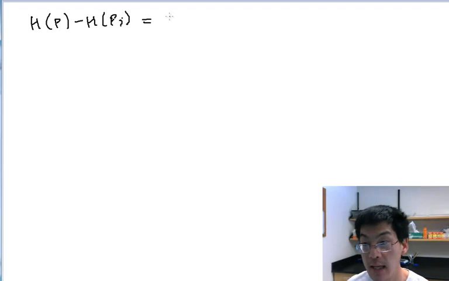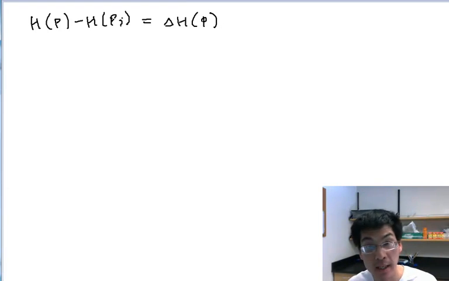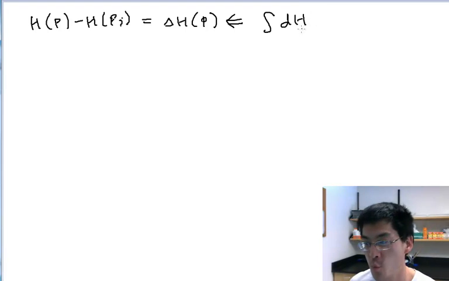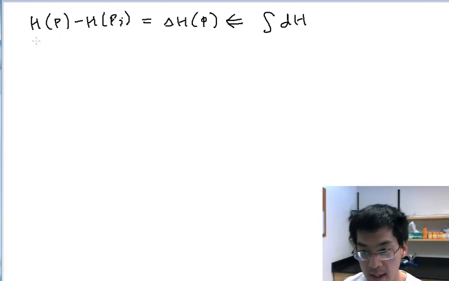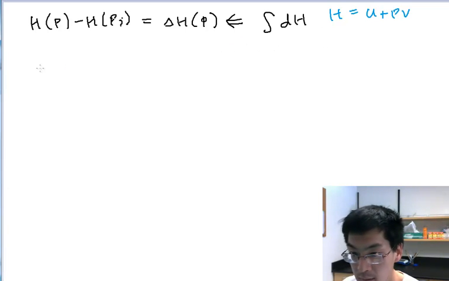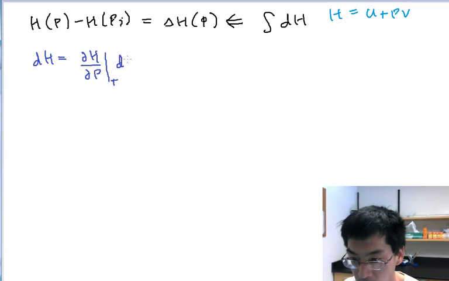The problem starts with h as a function of p minus h as a function of the initial p. So what's that? That's delta h as a function of p, right? And when you want delta h, you're probably going to get it from an integral of dh, right? Remember that? So where can you get an equation for the integral of dh? Well, you can get a dh from one of two places. You can get a dh from here, h equals u plus pv, or you can get a dh from here, the total differential, dh equals something, this thing that you've been doing for a while.